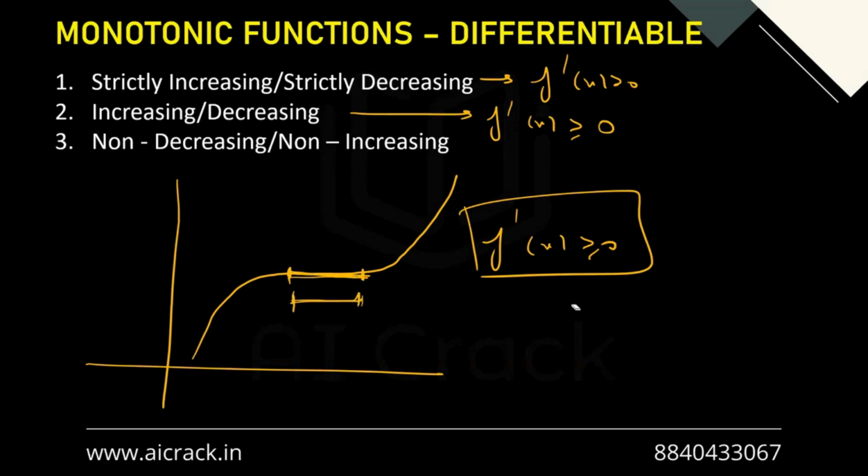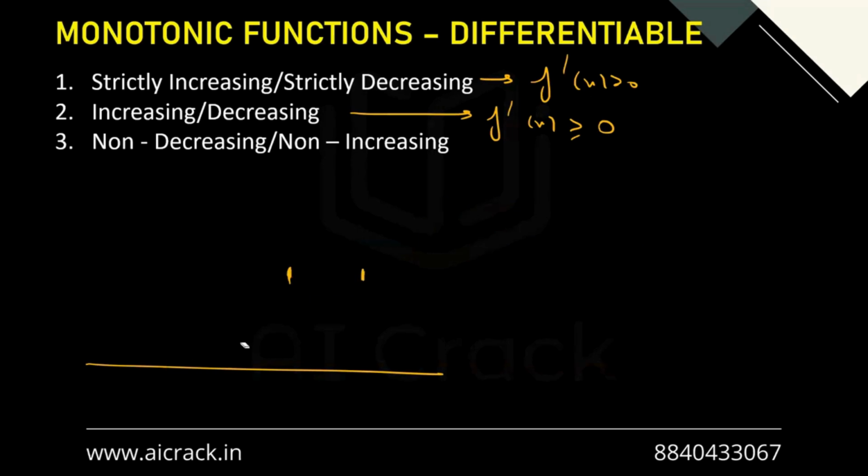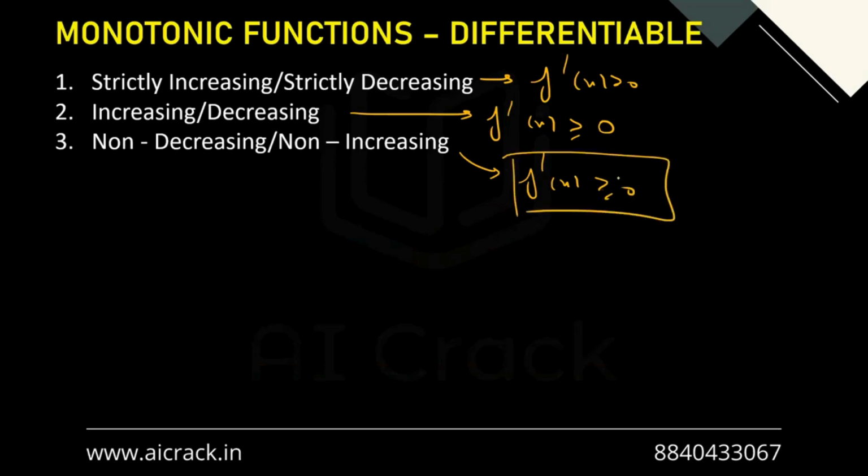So if I were to summarize it once again, this one is having f dash as positive, the second one is having f dash as positive or equal to 0, where f dash is 0 happening at a point and not an interval. In the third case, this is also the same condition, f dash is positive or 0, but it can happen for an interval as well.